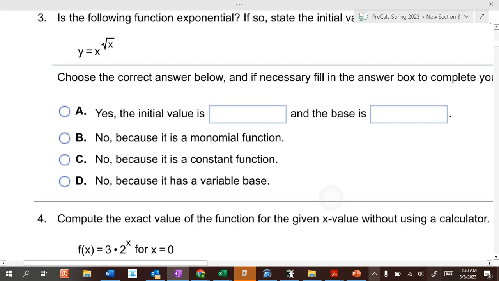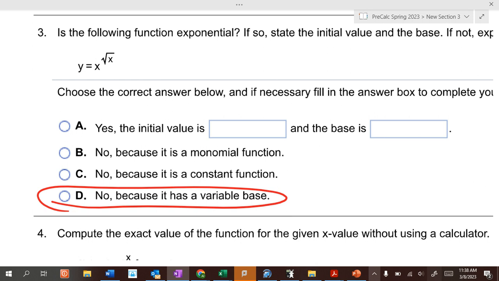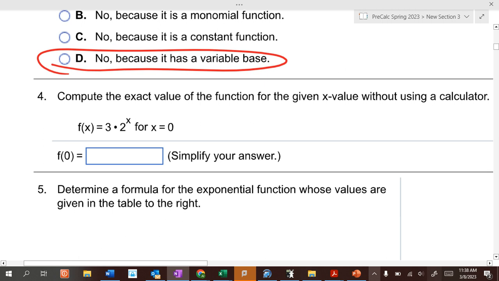All right. Okay. Is this an exponential function? No, because it has a variable base. If it has a variable base, it can't be an exponential function. Okay. Is this an exponential function? Yes. If we put a zero in, what do we get? 3, okay?